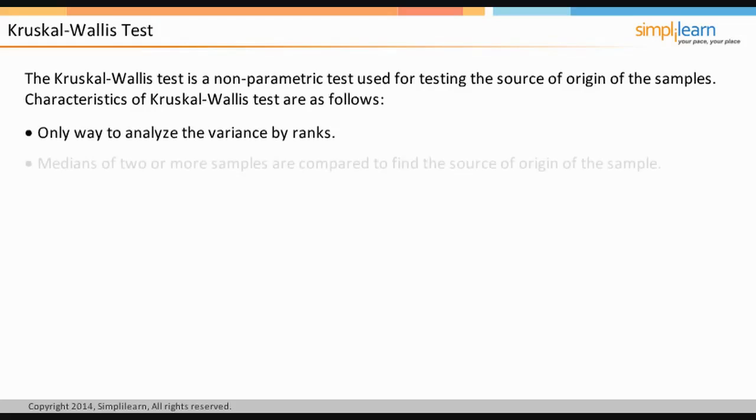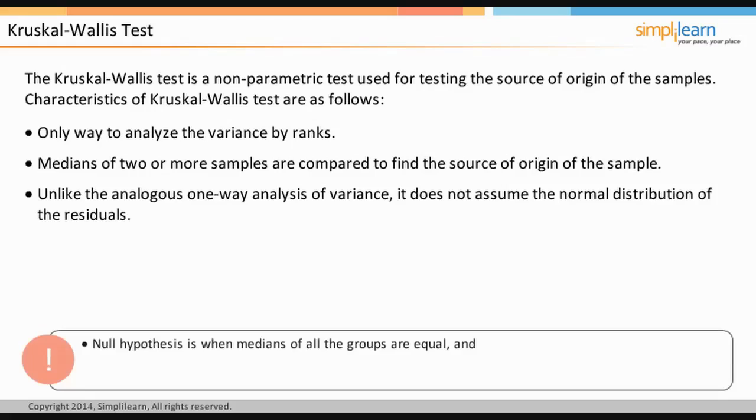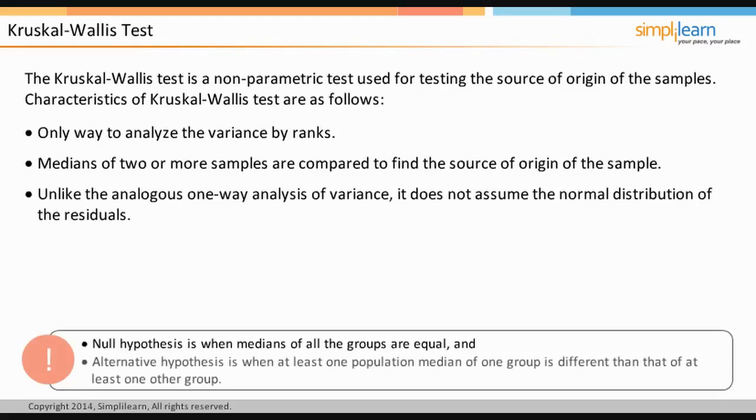This test compares the medians of two or more samples to find out if the samples are from different populations. Since this test is a non-parametric method, it does not assume the normal distribution of the residuals, unlike the analogous one-way analysis of variance. For this test, the null hypothesis is that the medians of all groups are equal, and the alternate hypothesis is that at least one population median of one group is different from the population median of at least one other group.